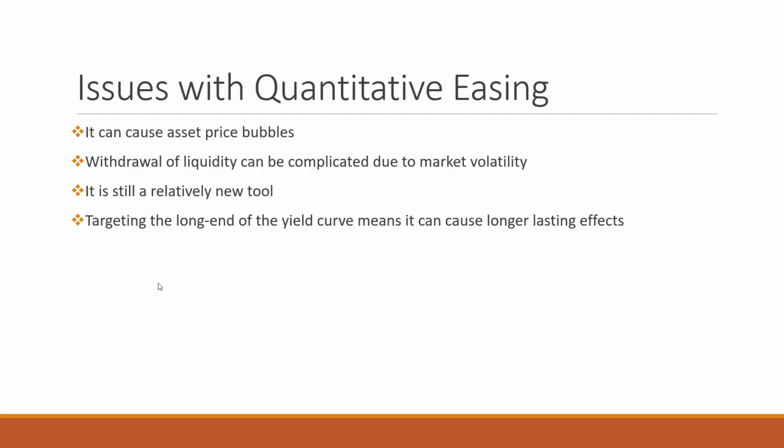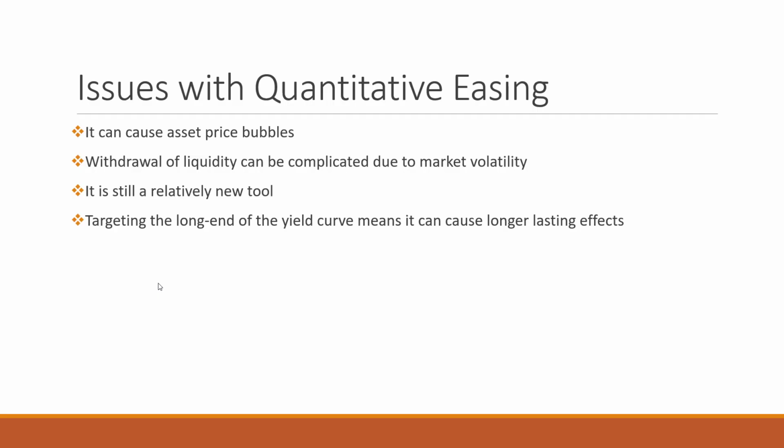Another issue you have with QE is it's still a relatively new tool. It's only been really used extensively since 2008. The problem with that is, because we are looking at the long end of the yield curve, we are still learning a lot about QE. We don't know everything about QE yet. There are still some unknowns. So even though it is still used by central banks, there is that uncertainty risk, just that element of not fully knowing what impact QE is going to have.